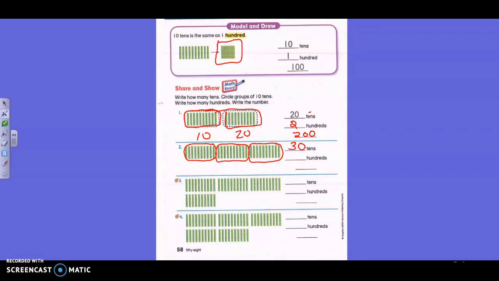How many hundreds does that make? 3 hundreds, which is then what? How many hundreds? 300.